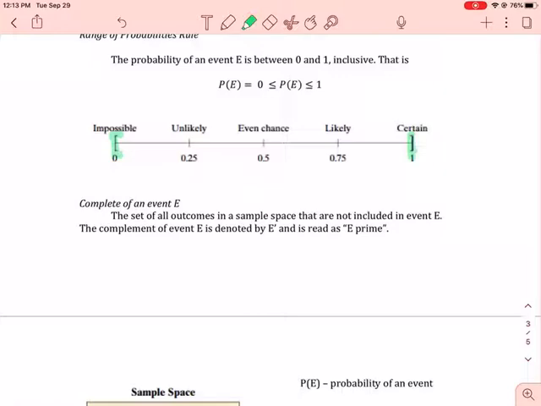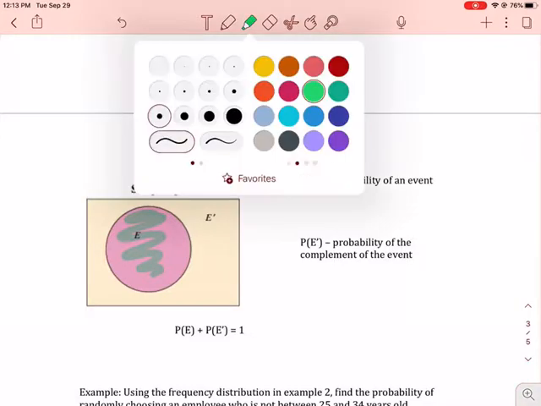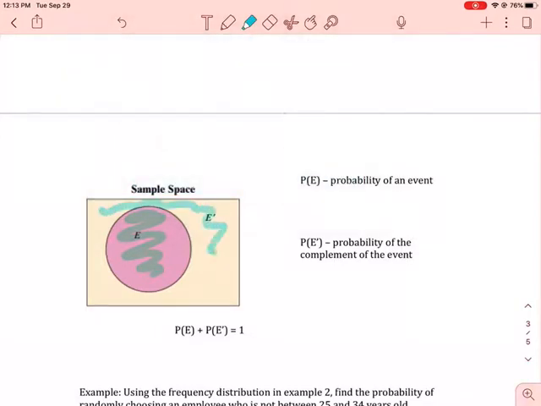And then you have the complement of an event. Okay, so the set of all outcomes in a sample space not included in the event. So a complement of an event is denoted by E prime, okay? Or I usually refer to it as E complement. So I have this little graphic here. Hopefully it'll help us understand. All right, so the event is E, so that's this guy here. And then E prime is everybody not in E that's in our sample space.